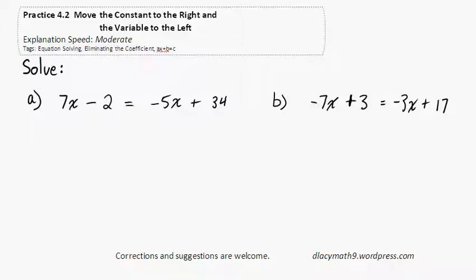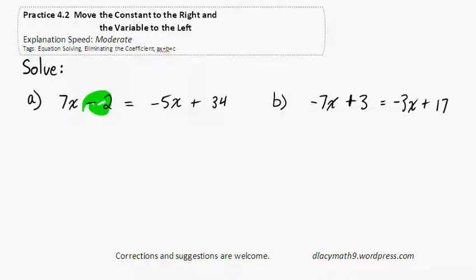Practice 4.2. Move the constant to the right and the variable to the left, in which the explanation speed is moderate. Please try to solve these two equations while the video is paused and then come back. Well, I'm back. In solving equation A, I've got a couple of things to do.